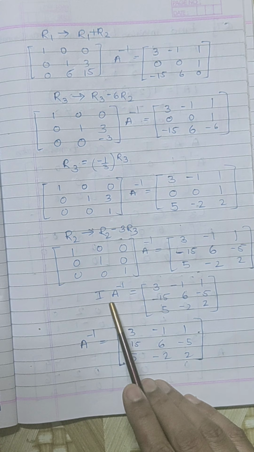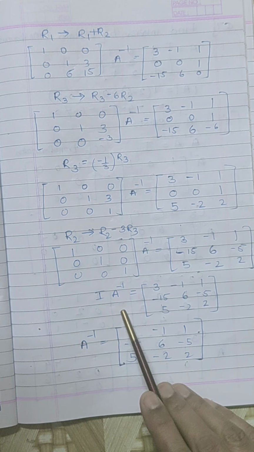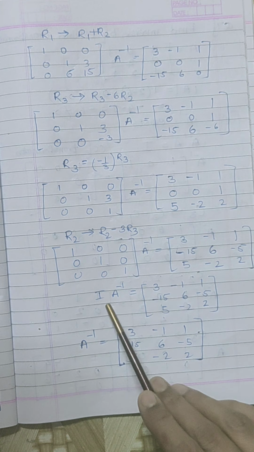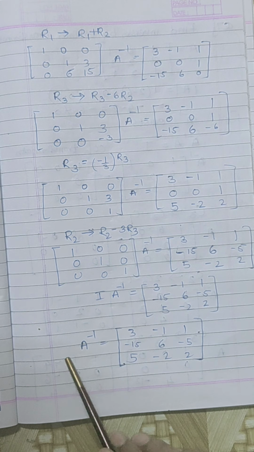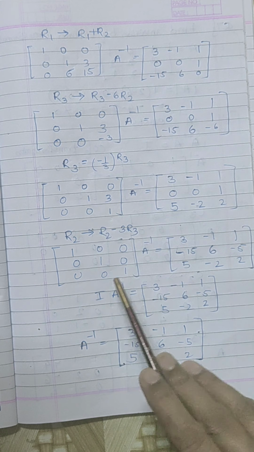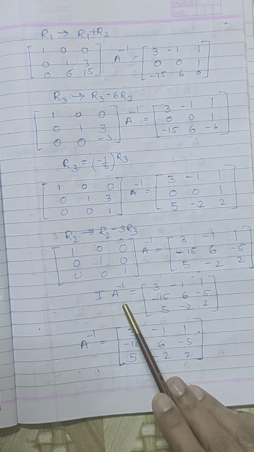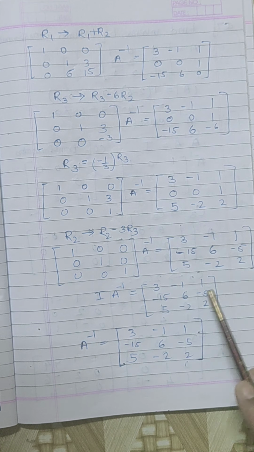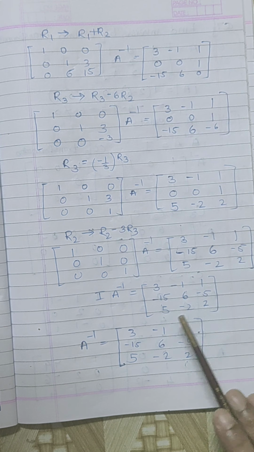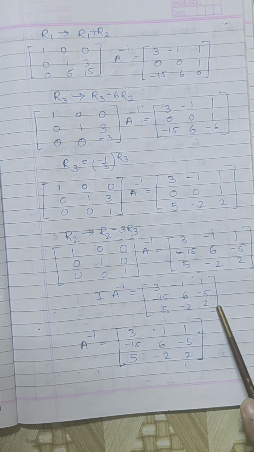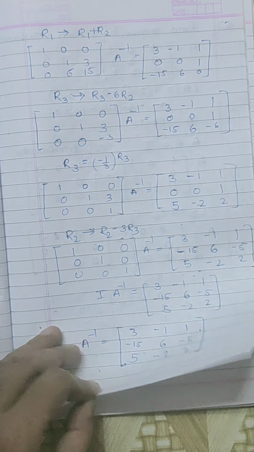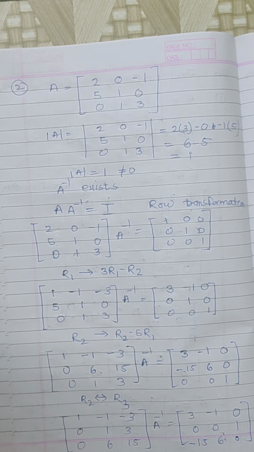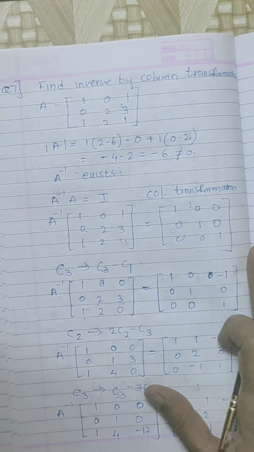So we will write here I, and this A inverse as it is, and this new matrix which we got to the right hand side. So I means identity matrix. Identity matrix multiplied by any matrix will remain that matrix only. So A inverse is equal to 3 minus 1 1, minus 15 6 minus 5, 5 minus 2 2. So this was the row transformation. The row transformation formula you have to remember: A into A inverse is equal to I.